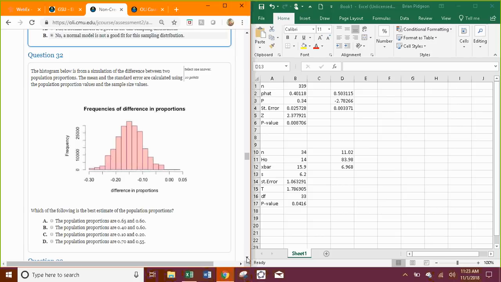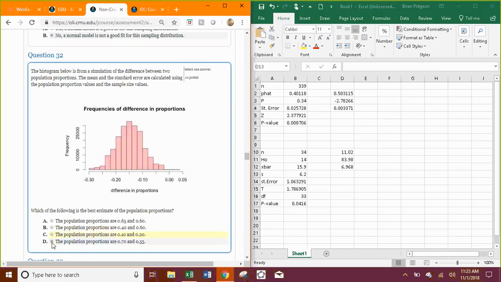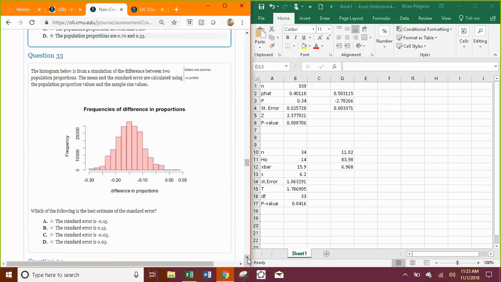Alright, the histogram below is a simulation of the difference between 2 population proportions. The mean and the standard error are calculated using the population proportion values. Which of the following is the best estimate of the population proportions? Well, just look at the mean. The mean looks to be about negative 0.15. So let's look and see which of these has a difference of 0.15. A is 0.05, B is 0.2, C is 0.1, and D is negative 0.15. That's all you have to look at. We're looking for the mean of the distribution, which is negative 0.15.